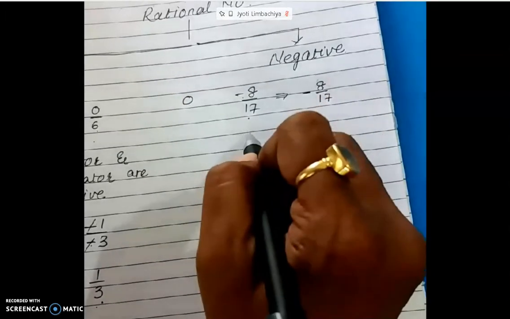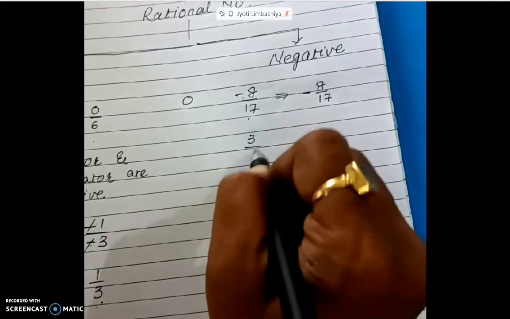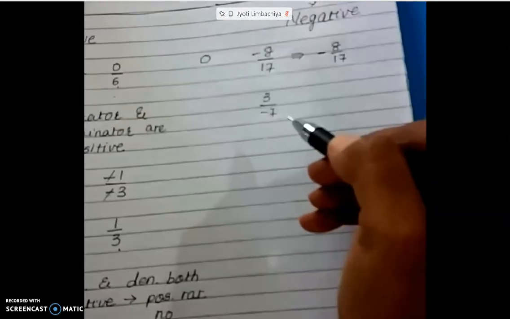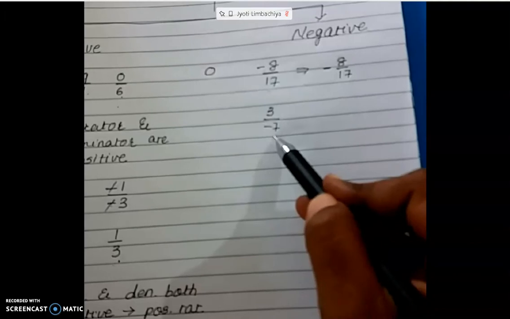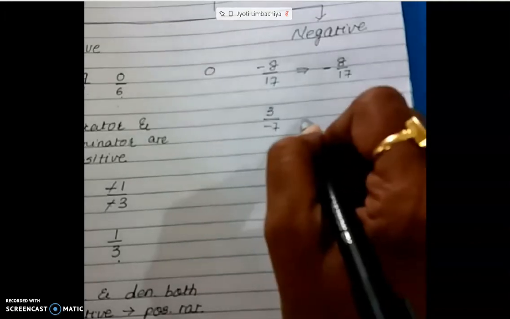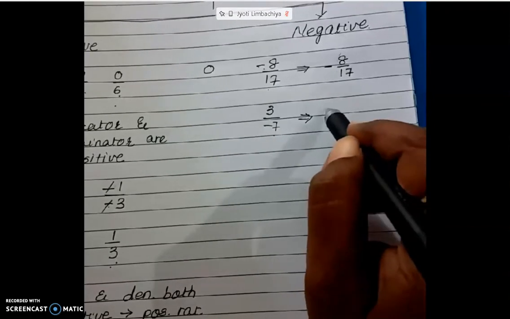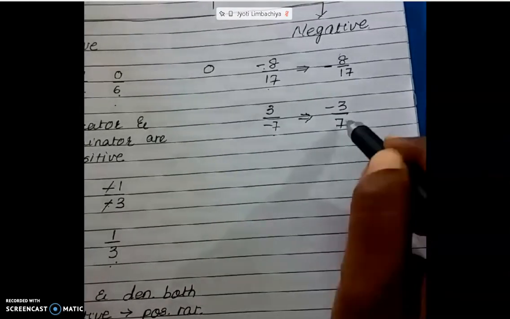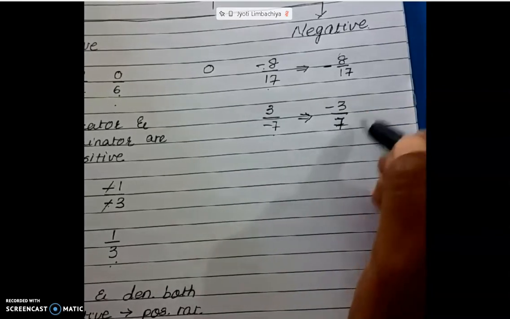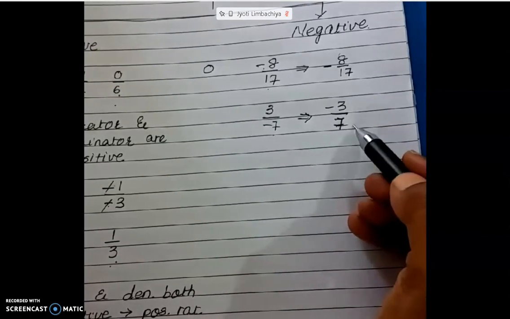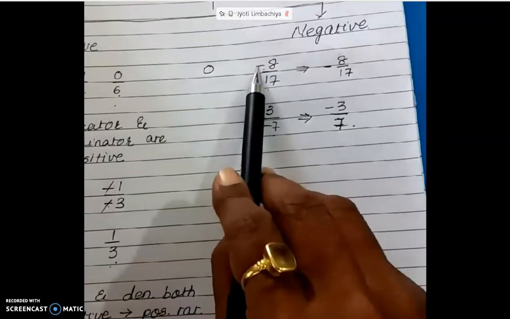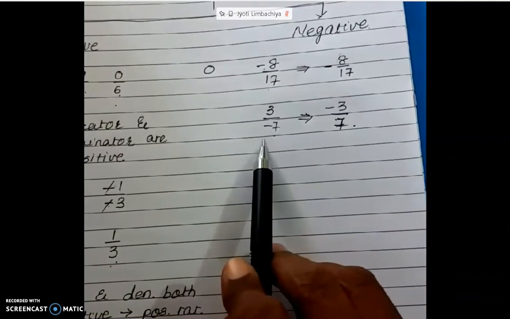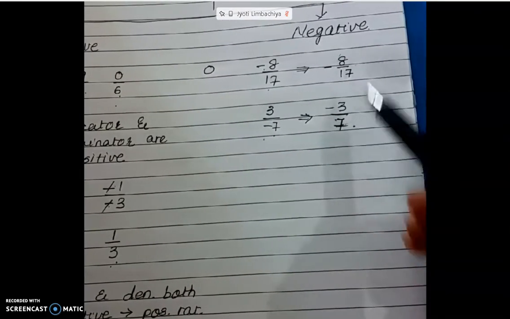Let's say I am given 3 upon minus 7. Now, one thing you need to remember that in rational number, denominator can't be negative. So, we need to convert this as minus 3 upon 7. So, now in this case, we are left with negative rational number. So, this is also rational number. So, we can say that if either the numerator or the denominator is negative, then the number is said to be negative rational number.